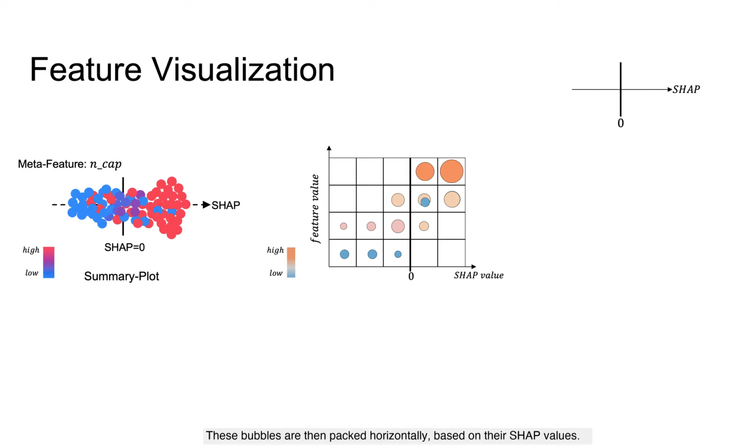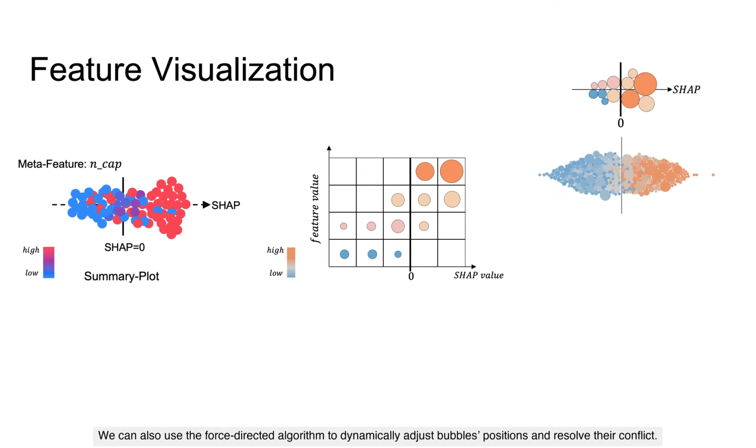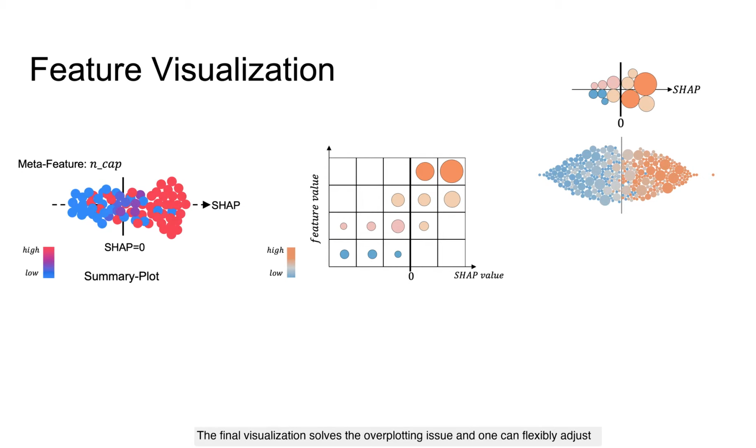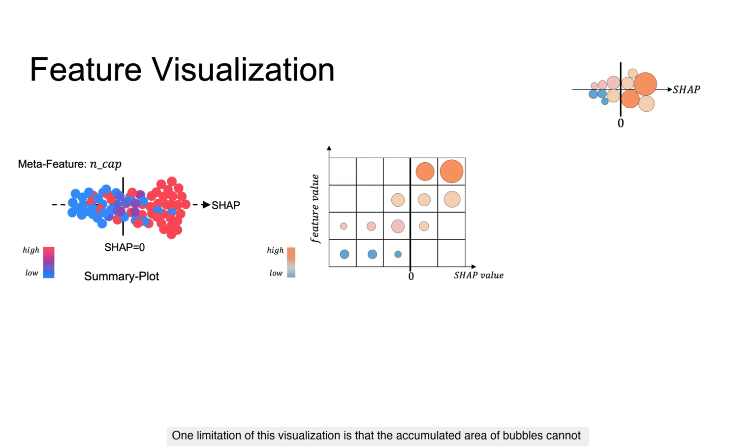These bubbles are then packed horizontally based on their SHAP values. Existing circle packing algorithms can sequentially place those bubbles tangent to each other without overlap, as demonstrated by this animation. We can also use the force-directed algorithm to dynamically adjust bubbles' positions and resolve their conflicts. The final visualization solves the overplotting issue, and one can flexibly adjust the bin numbers to control the visual appearance of the visualization. One limitation of the visualization is that the cumulated area of bubbles cannot accurately reflect the data distribution due to the size mapping of bubbles.